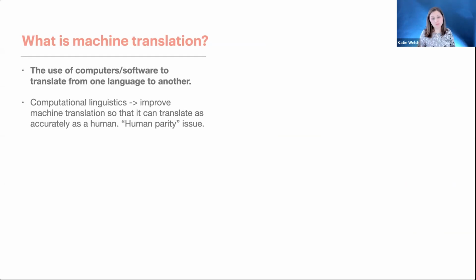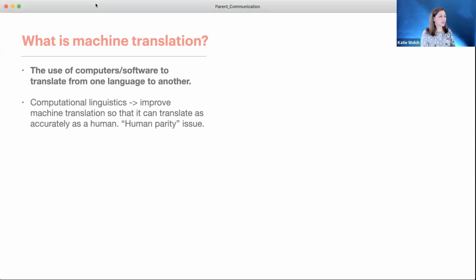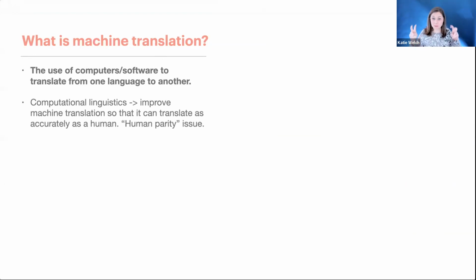And their goal, one of their goals, it's a big field, but one of their goals is to improve machine translation so that it can translate as accurately as a human being. This is what they call the human parity issue, meaning they want the machines to be on par with human translators.